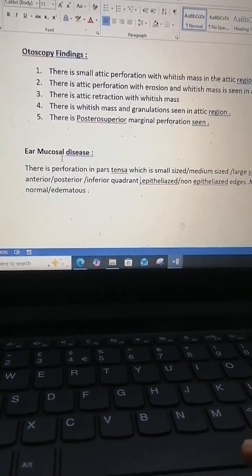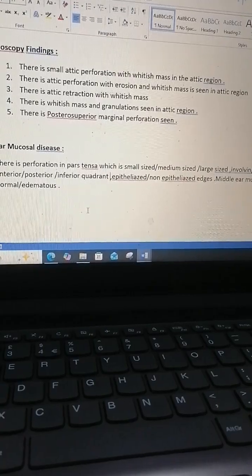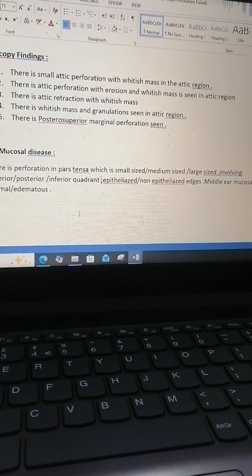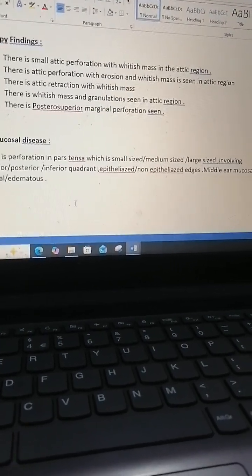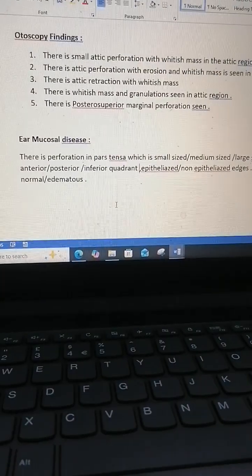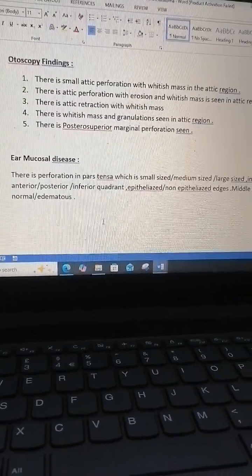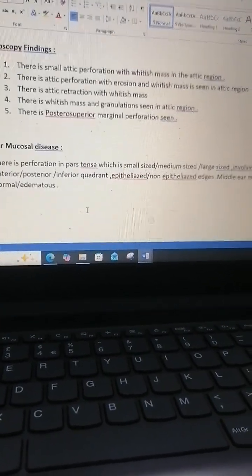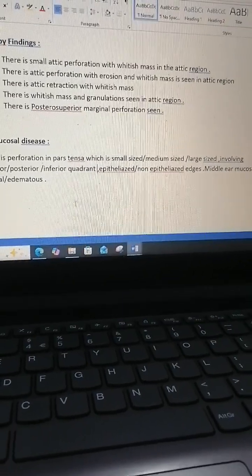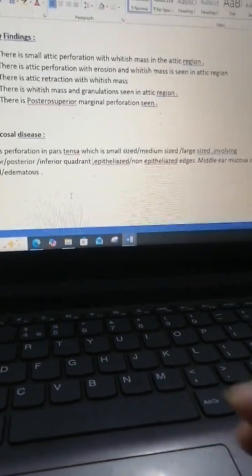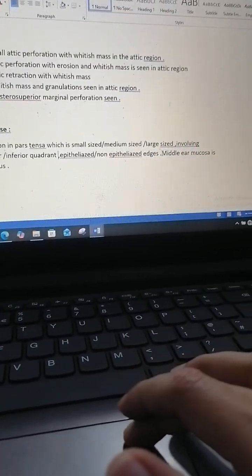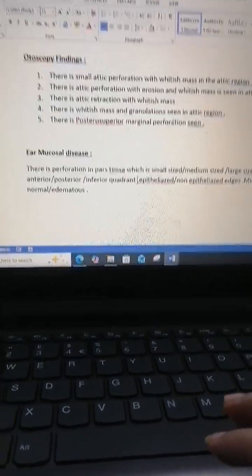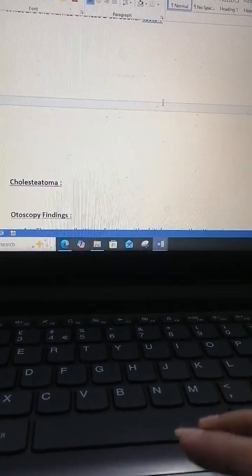And in the mucosal disease, perforation in pars tensa is present, which is usually a central perforation or a subtotal perforation. And you will comment on the perforation. You will comment on its size, the quadrants which involve this perforation, the margins or edges of the perforation, whether they are epithelialized or non epithelialized. And you will comment on ossicles and middle ear mucosa, whether it is normal or edematous. So these are all the steps in the ear examination.